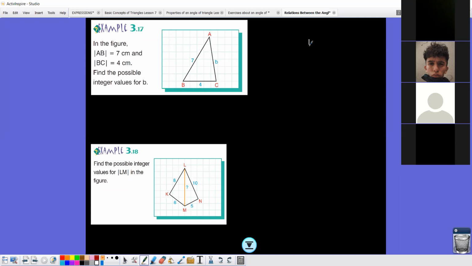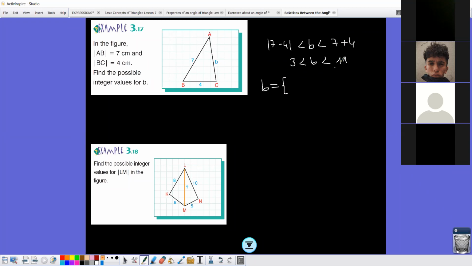So how it will be, if B is in the middle, I will write like this. In the left, there will be the difference, 7 minus 4. In the right, there will be the sum, 7 plus 4. So what will be 7 minus 4? It's 3 less than B less than 7 plus 4, which is 11.